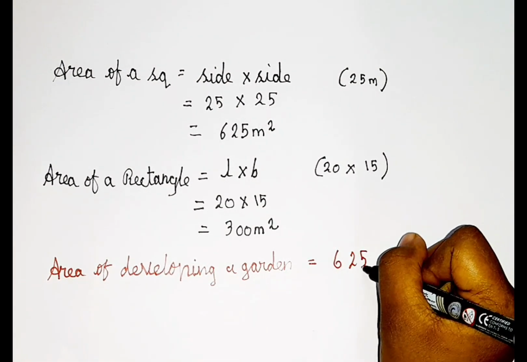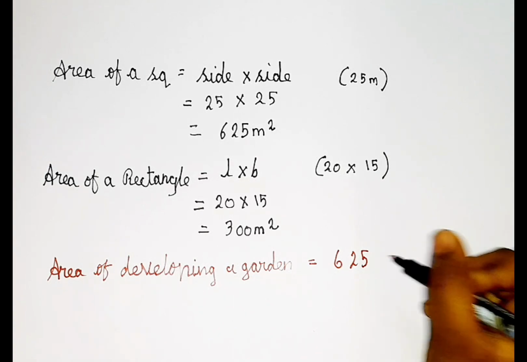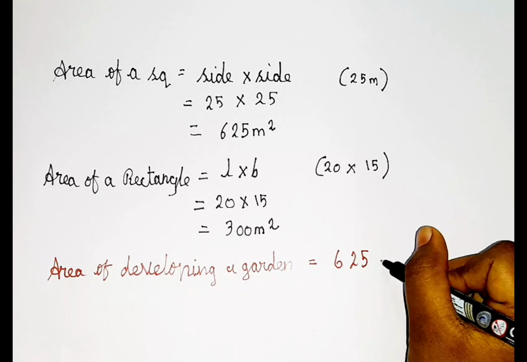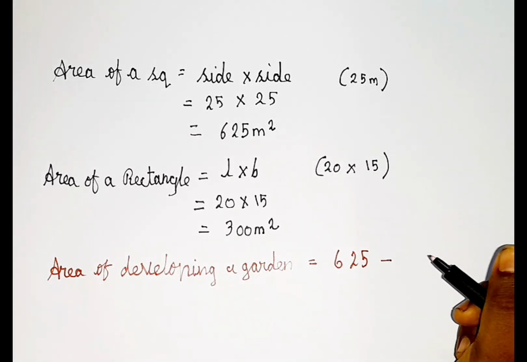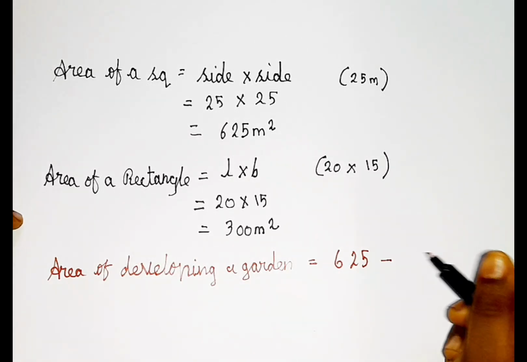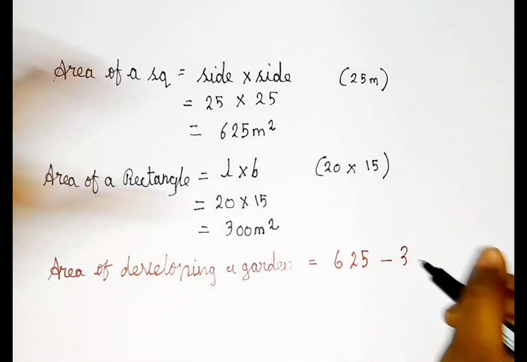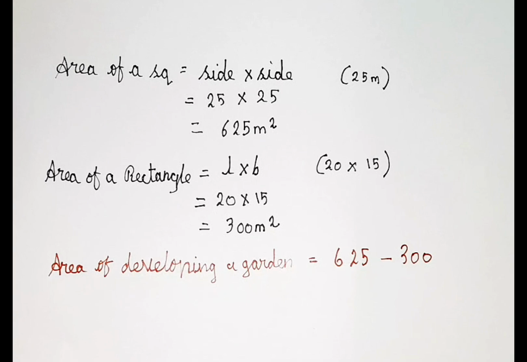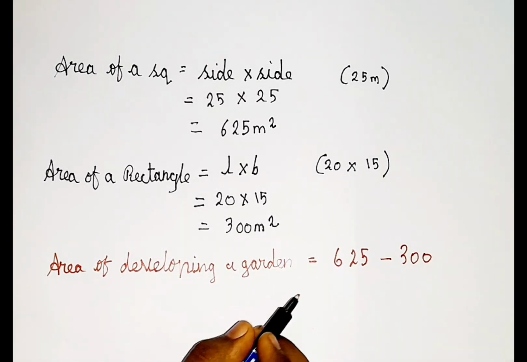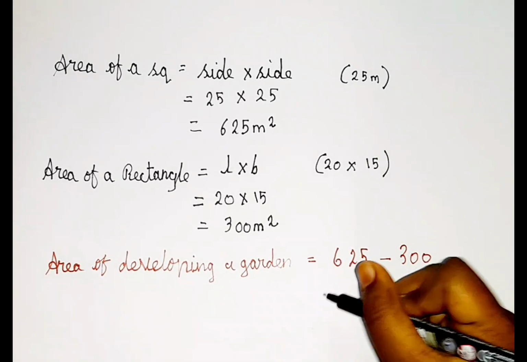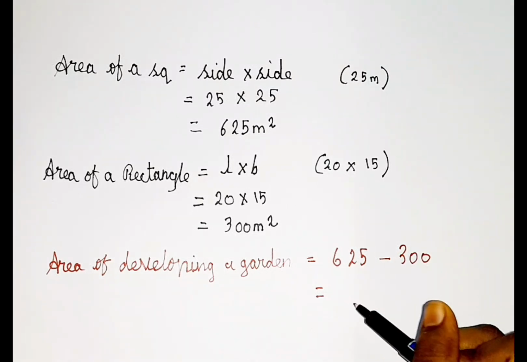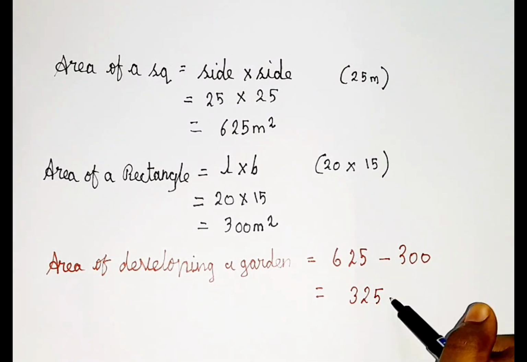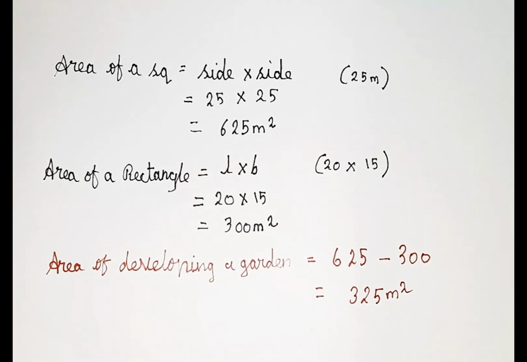625 meter square. No need to mention meter square in the middle of the sum, okay. Like this type you can write it. Minus area of rectangle. What is the area of the rectangle? 300. So here we have 300. So 625 minus 300. So when we solve it, we get 625 minus 300 is 325. So now we can write meter square.